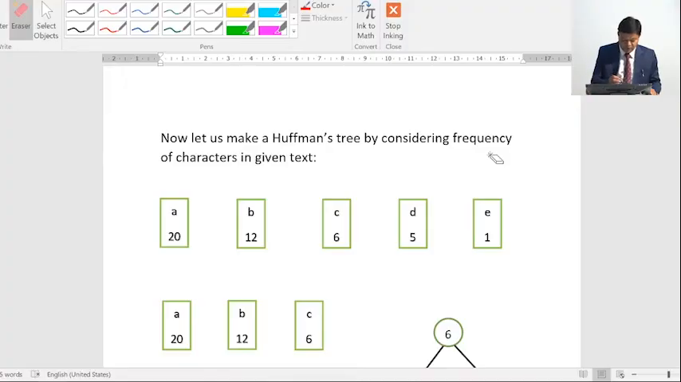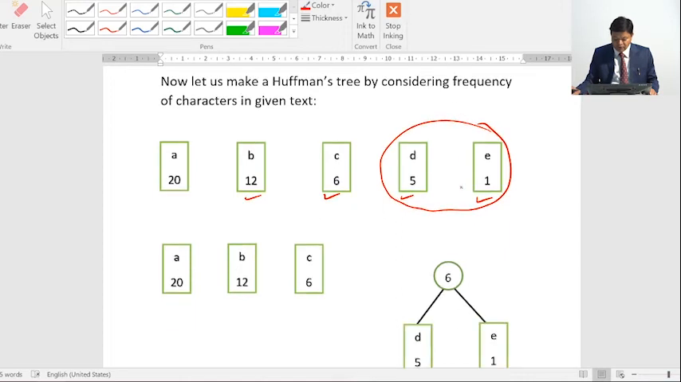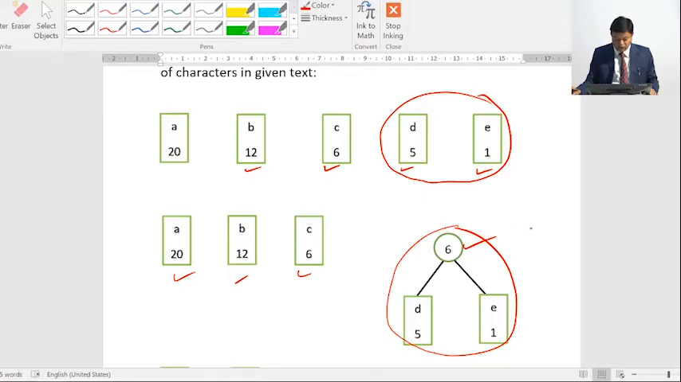See, A is appearing 20 times, B is appearing 12 times, C is appearing 6, D is appearing 5 times and E is appearing 1. So, what we will do? We will select the smallest 2 and we will combine them into a 2 tree. Next time, first time there were 5 entities, now there are 4 entities. Out of these 4 entities, we will select the smallest 2.